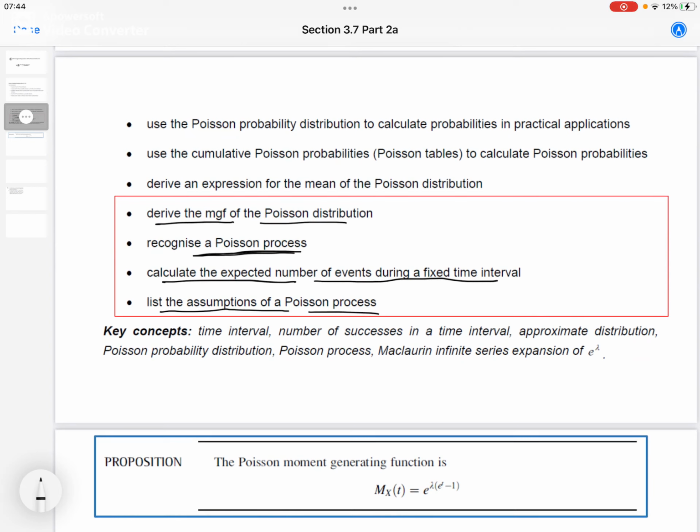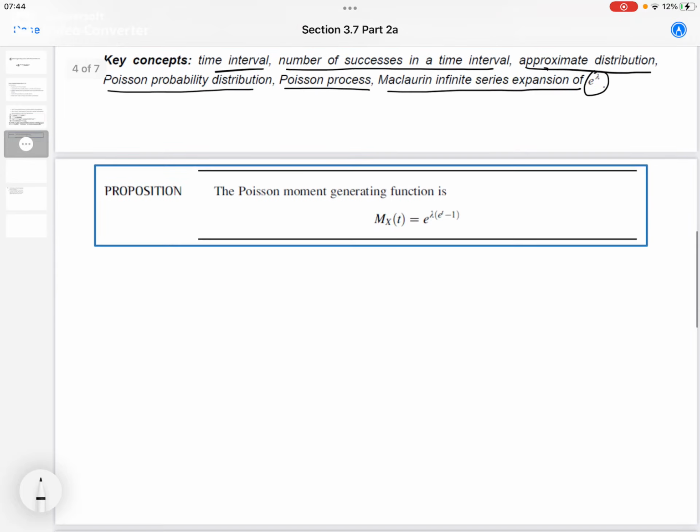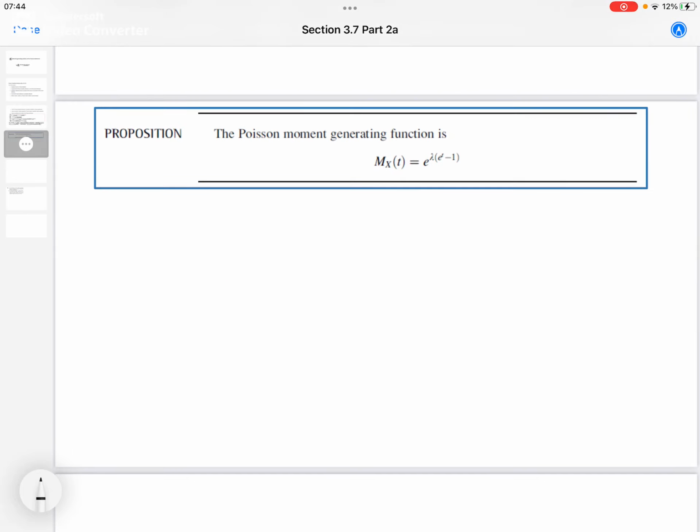Right, so the key concepts: time interval, number of successes in a time interval, approximate distribution, Poisson probability distribution, Poisson process, and Maclaurin infinite series expansion of the exponential function. Right, so we will start with the moment generating function, as these are the four bullet points that you need to know or be able to do by the end of the lesson.